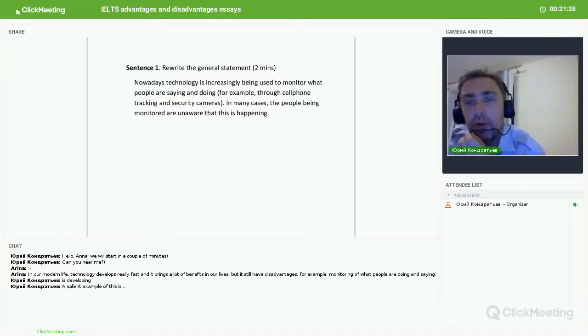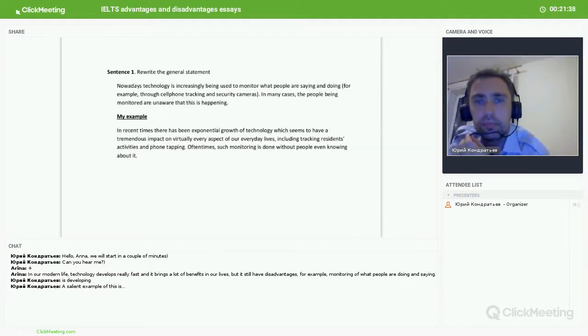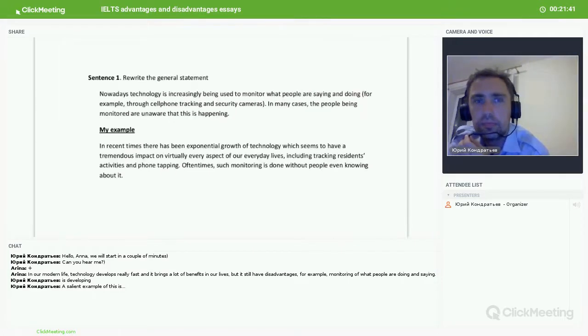All right, so I'm going to show you my example. Oh, I should make it bigger. So, my example is this. In recent times, there has been exponential growth of technology, which seems to have a tremendous impact on virtually every aspect of our everyday lives, including tracking residents' activities and phone tapping. Oftentimes, such monitoring is done without people even knowing about it.